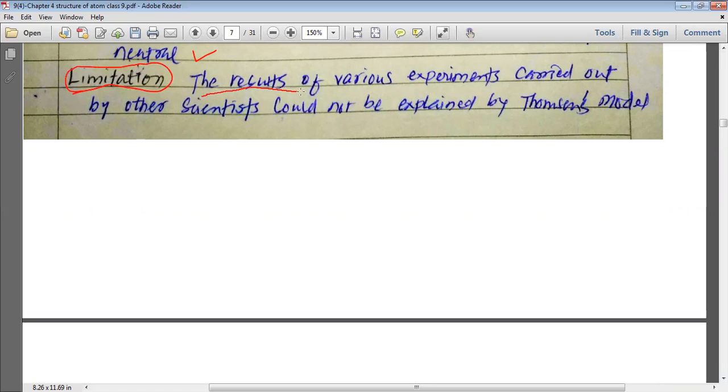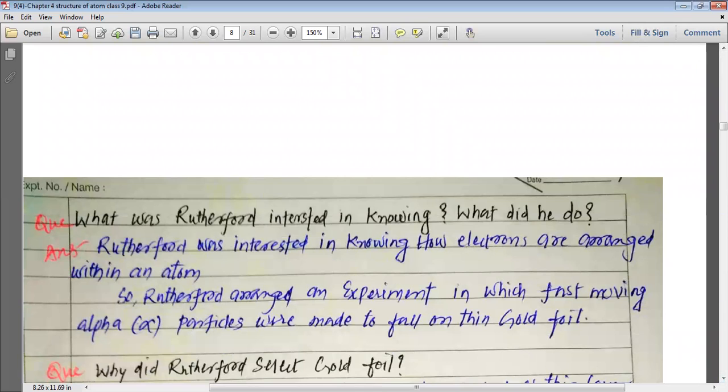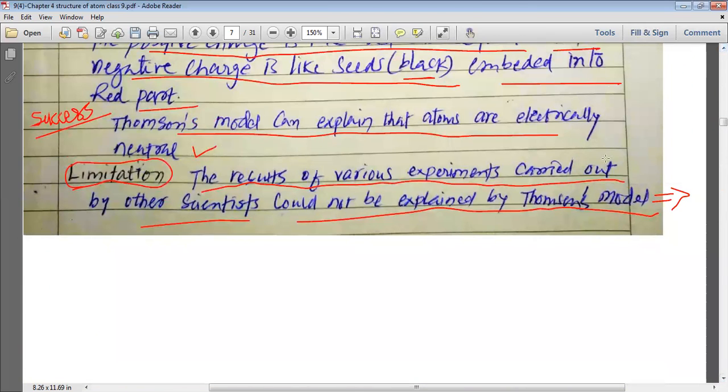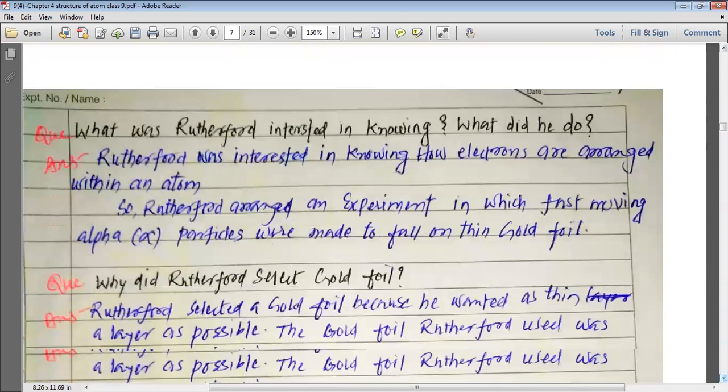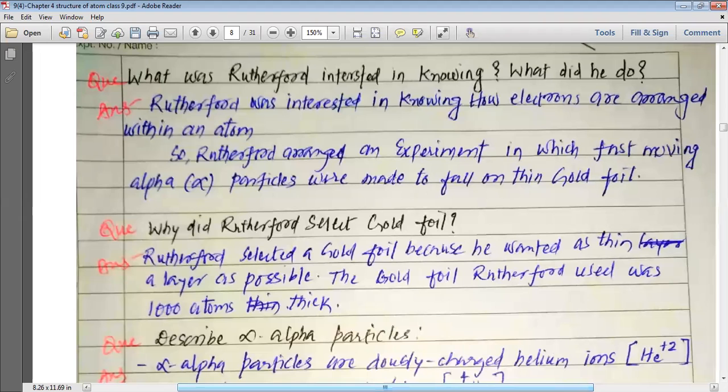The results of various experiments carried out by other scientists could not be explained by the Thomson model. This is the major problem with the Thomson model: after Thomson proposed a model, many scientists did various experiments, and these experiments were not matching the idea given by the Thomson model. Let us look at the next point and understand it.